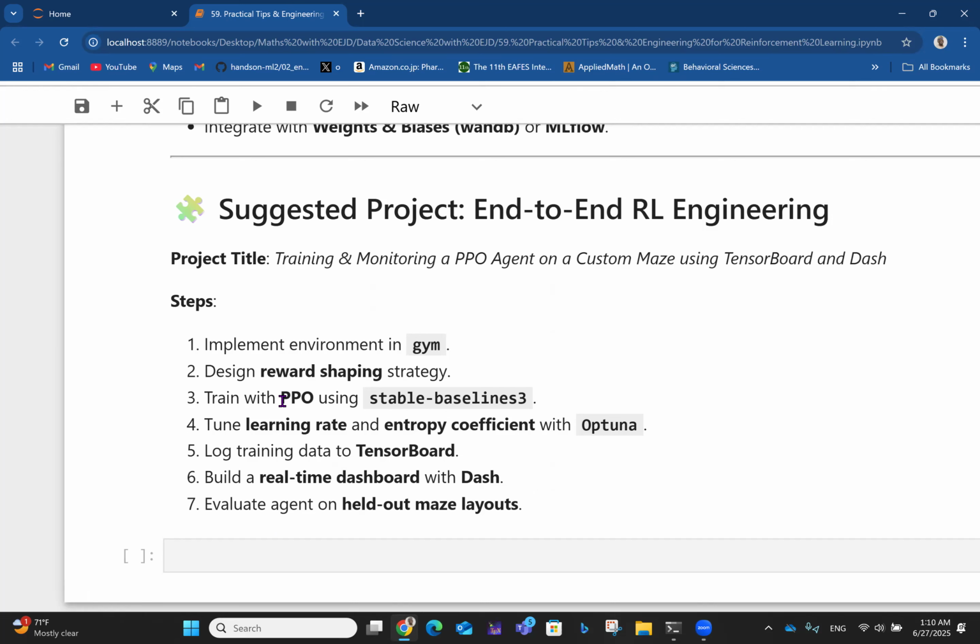So in the next video, we'll be doing a capstone project on training and monitoring a proximal policy optimization agent on a custom maze using TensorBoard and Dash. And we're going to take the following steps. First we implement environments in Gymnasium, that's an OpenAI thing for reinforcement learning. Then we design a reward shaping strategy. Then we train with PPO using Stable Baselines 3, and we tune learning rate and entropy coefficient with Optuna. Then we log training data to TensorBoard and build a real-time dashboard with Dash. We can do this with Streamlit also, but I'm using Dash in that capstone project, and we evaluate agents on held out maze layouts. So watch out for this. That's what is coming in the next video.